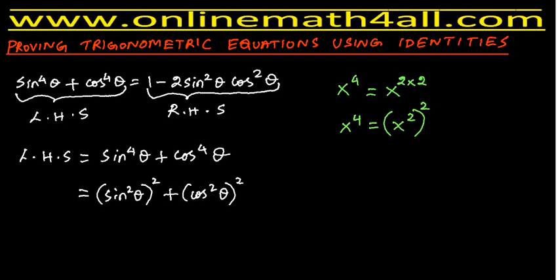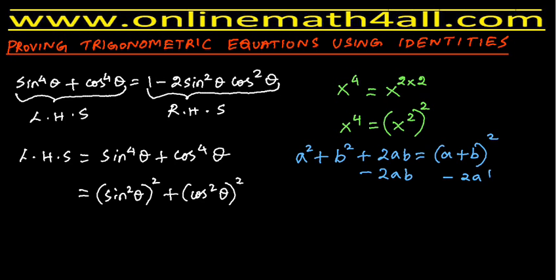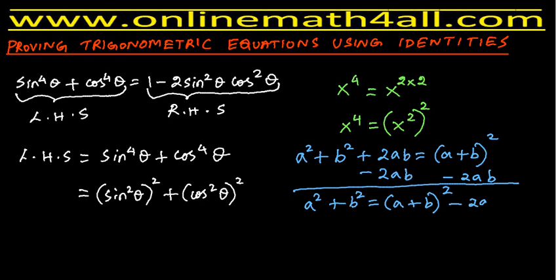Now I am going to consider another algebraic identity, that is a square plus b square plus 2ab is equal to a plus b the whole square. Already we are much familiar with this particular identity. In this identity, I am going to make a little change, that is I am going to take negative 2ab on both sides. So when I take negative 2ab on both sides, I'll be getting a square plus b square is equal to a plus b the whole square minus 2ab. Here positive 2ab and negative 2ab will get cancelled.